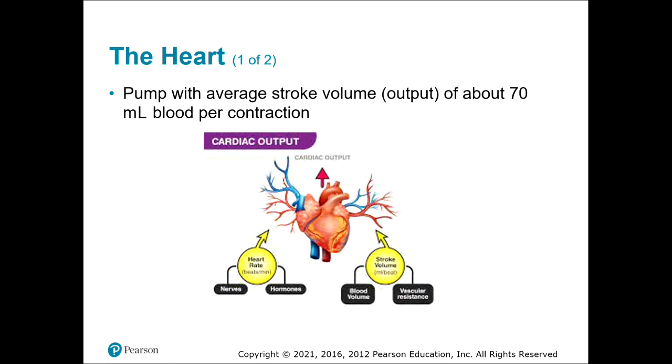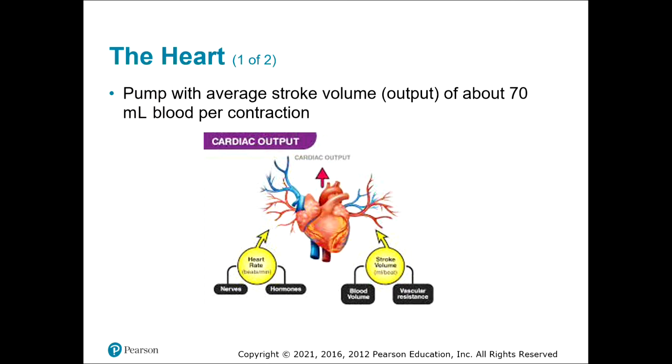So the heart. The heart pumps with an average stroke volume output of about 70 milliliters of blood per contraction, and that's our left ventricle. So during every left ventricular pump, it pumps out 70 milliliters of blood. That's called our stroke volume. The amount of blood that's pumped from our left ventricle out to our bloodstream is called our stroke volume. You need to know that, remember that definition. In one contraction, though, right? In one contraction. Yep.